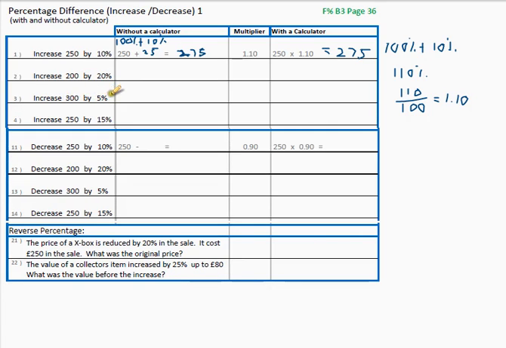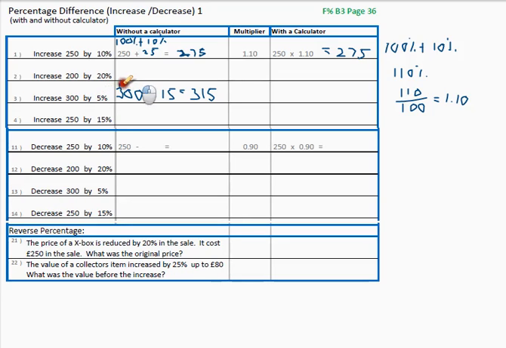Increase 300 by 5%. Let's try that one because it might be a bit more tricky. We have 300 and we're going to plus 5%. Now first of all, what is 10%? 10% is 300 divided by 10, which is 30. In other words, 5% is half of 30, which is 15. So we get 315.